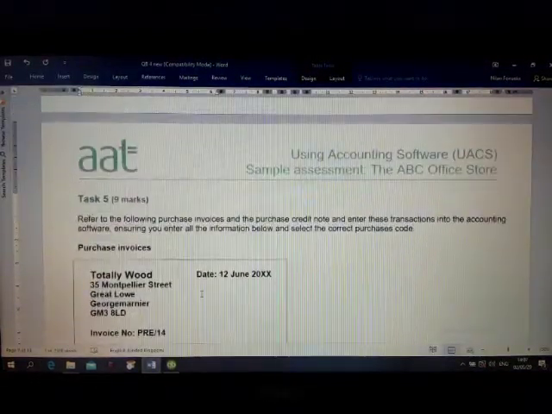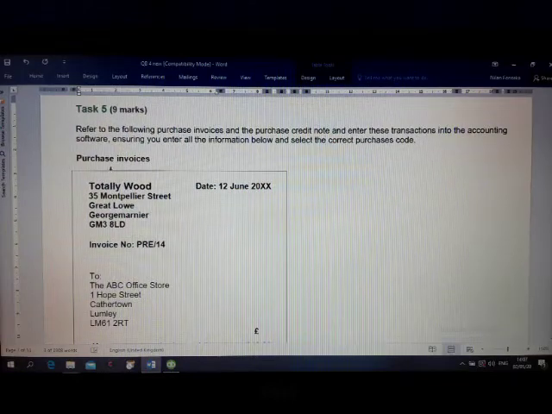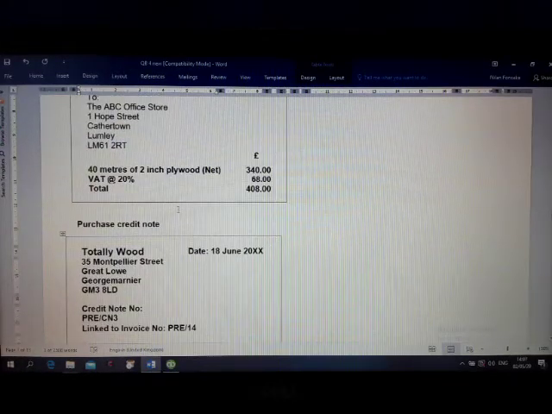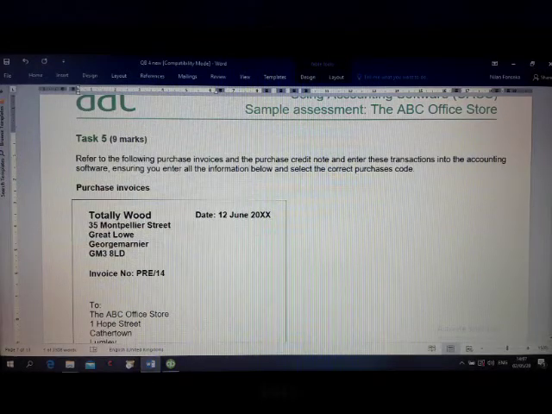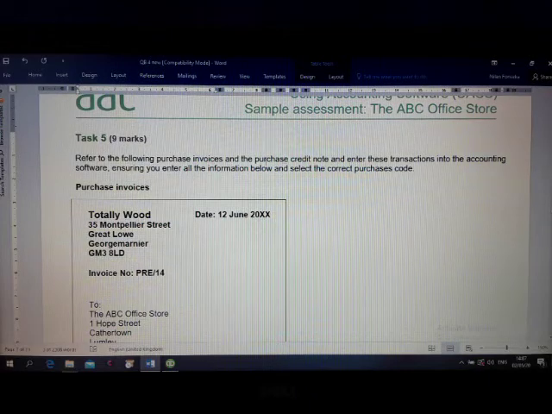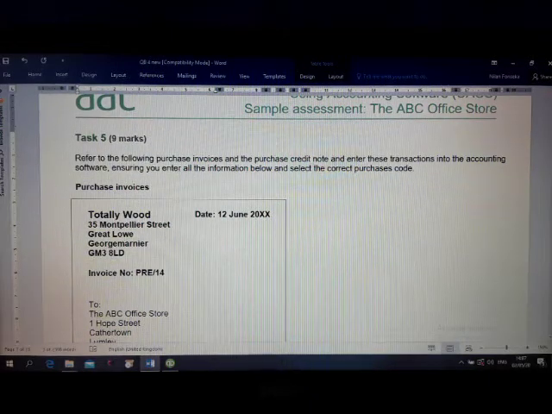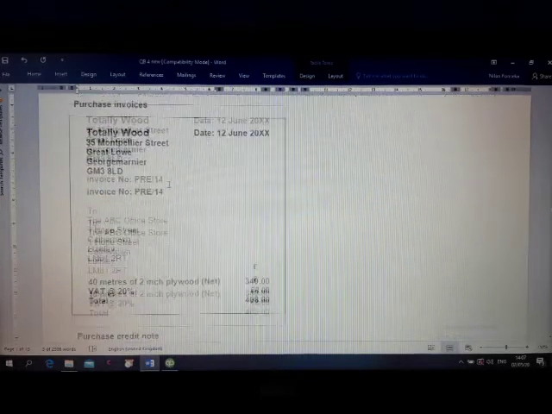I'm going to explain to you today how to enter a purchase invoice and a purchase credit note. Purchase means dealing with a supplier. Look here: purchase invoices and purchase credit notes, how to enter supplier invoices and supplier credit notes.